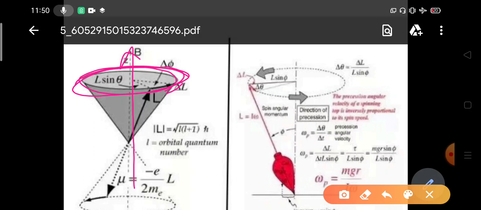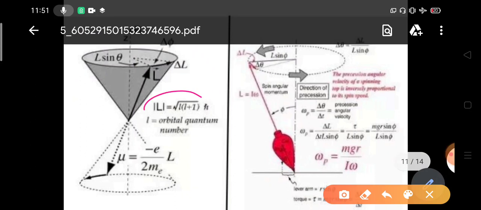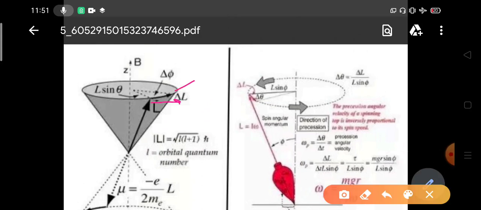Now for this purpose there will be a certain torque acting on the electron to bring it to the minimum potential energy. This torque is the rate of change of angular momentum with respect to time. Now the magnitude of angular momentum is fixed, that is root over L into L plus 1 h cross. So it can only change its direction to produce a change in angular momentum with respect to time.